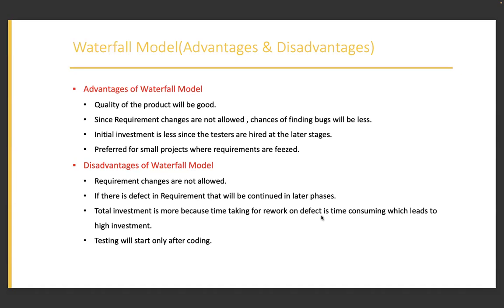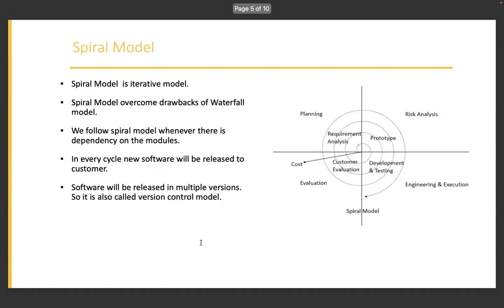Because here, in the initial stage only you will have high clarity on the development part. So if you get a defect at a later phase, then it is time consuming and the cost involved is very high, guys. And here you can see that the testing will only start after the coding part. That's the drawback of the waterfall model. This will not happen in our agile methodology.